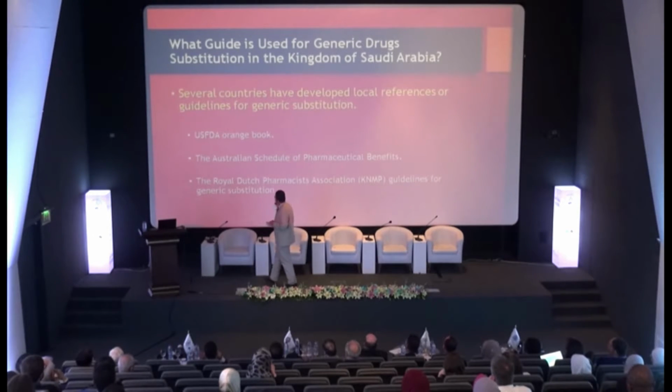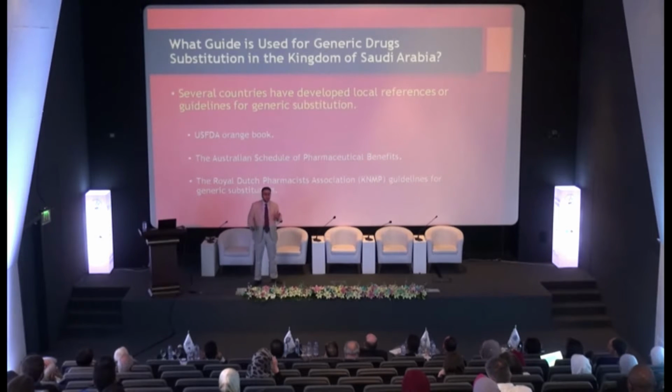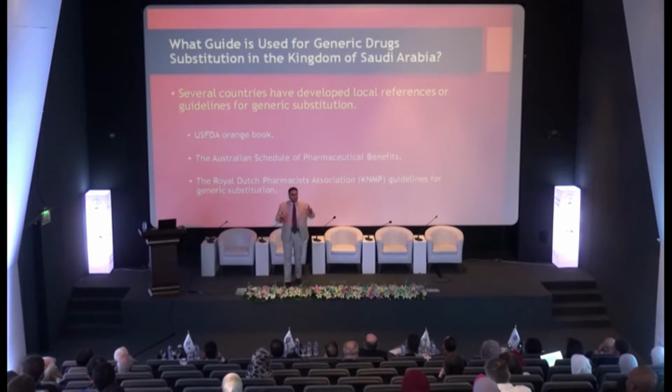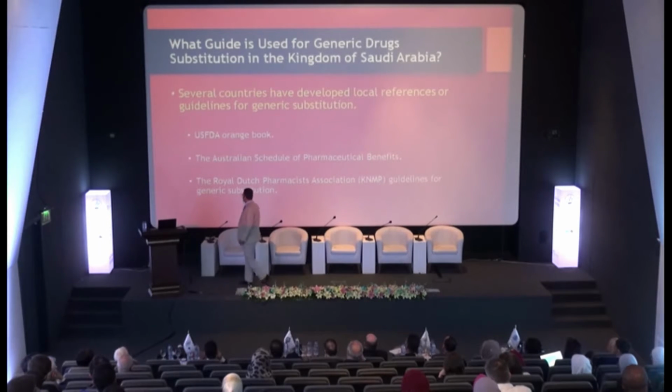The Australian guidelines also rate some medications with a B rating. That means that the generic medication is bioequivalent to the reference listed drug, but it's not bioequivalent to other generic medications, or there's no data to actually prove it's bioequivalent to other generic medications.